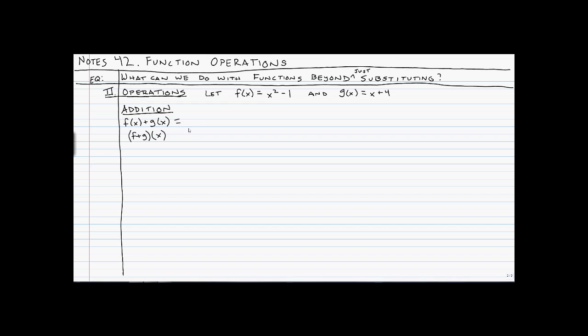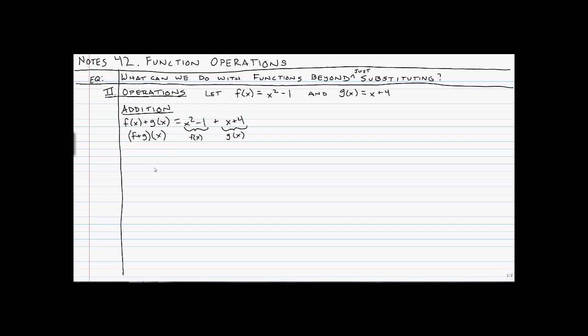Well, here, we take our two functions and just write them down. We're basically substituting the rules in for the actual names. So x squared minus 1 plus x plus 4. There are our two rules. Right here is f of x, and right here is g of x. They're just sitting right there. All we had to do is put them together. Now we have to add them.